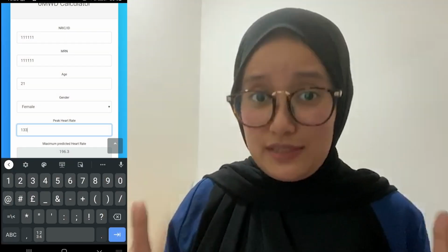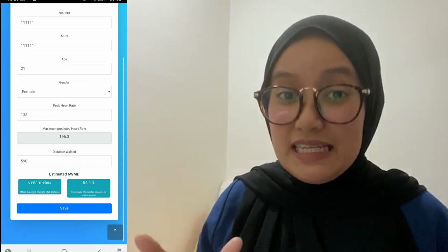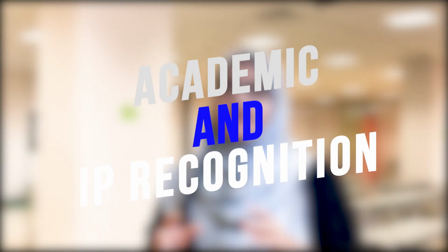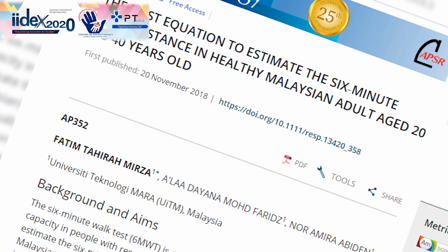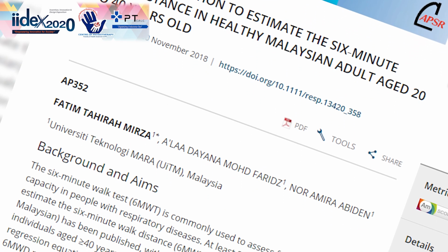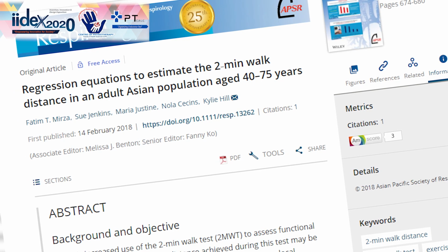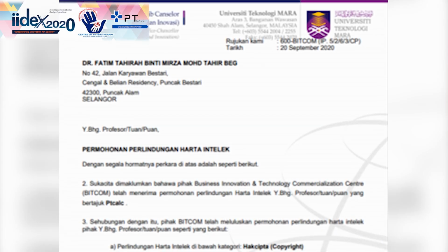So this app is a great help for me because I can get immediate results and tell it straight to the patients, and also I don't even need my calculator because this app does it for me. Both of the equations included in the app have been published in high-impact journals. Respirology is a flagship journal of respiratory medicine with impact factor of 4.48 in 2019. The app is also registered under the intellectual property of UiTM.